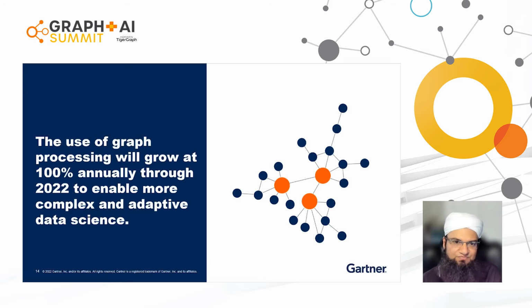Now, we also have a prediction that the use of graph processing will grow at 100% through this year. So this will enable more complex analysis, but also enable machine learning pipelines that are more adaptive and resilient to disruption. So using graphs for AI is definitely a competitive advantage at the moment, but we predict that it won't stay that way for very long. And why are graphs really important for AI? Let's look at that question.